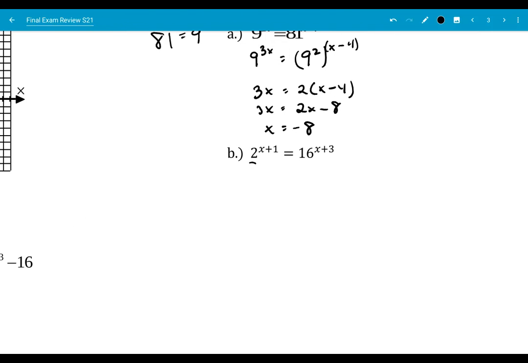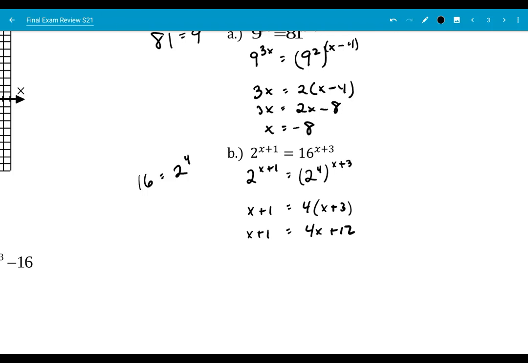Same thing with b. I notice I have a 2 and a 16. I can rewrite 16 as a base 2, which is 2 to the power of 4, because 2 times 2 is 4, 4 times 2 is 8, 8 times 2 is 16. So this is 2 to the x plus 1 is equal to 2 to the 4th, all raised to the power of x plus 3. Bases are the same. So solving their exponents, x plus 1 is 4x plus 12.